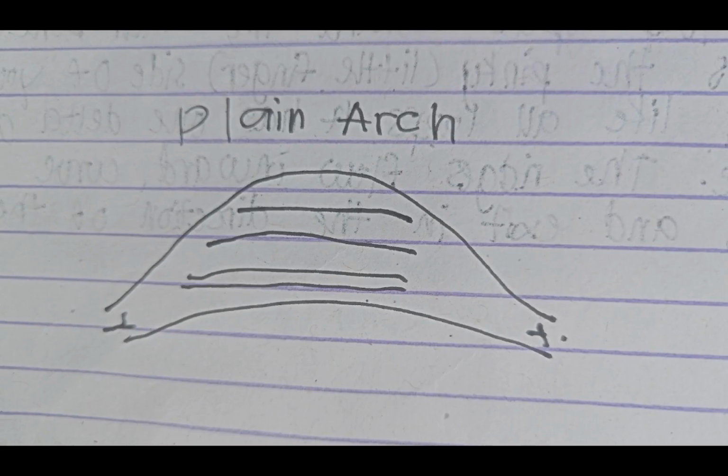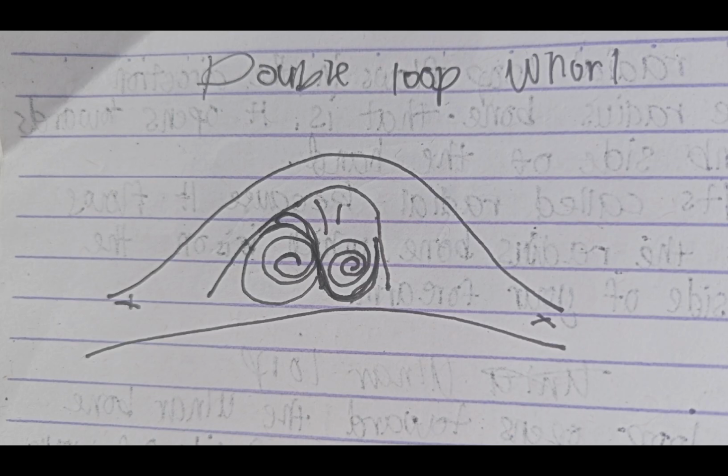Plain arch. A plain arch is the simplest type of fingerprint. The ridges enter from one side, rise slightly in the center like a gentle hill, and then exit the other side. No looping or spiraling, just a smooth upward flow.